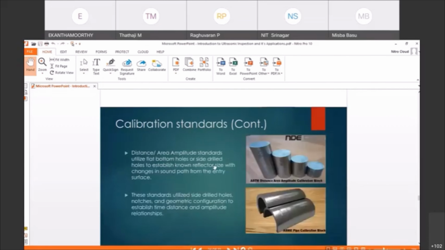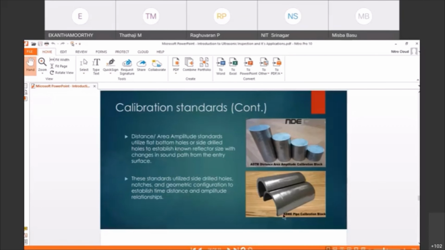These are the calibration standard DAC blocks, and this one is the ASME pipe calibration block. In these, we put in known defects, either side-drilled holes or notches, based on the specification. In case of ASME pipe, initially we make the calibration blocks using EDM notches. We consider two notches, one top notch and one bottom notch. Based on these notches, we do the calibrations.